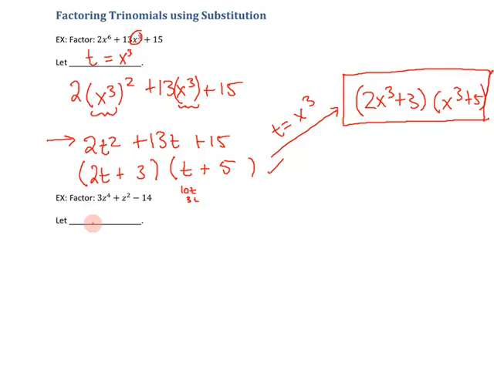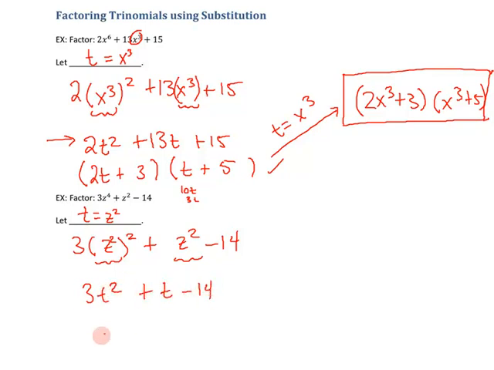Look at this next example and see if you can figure out what would be a good variable to let t be equal to. Well, I suggest we use the same thing we did before. Take the middle term. What's the variable part of the middle term? It's z squared. And notice I can write z to the 4th as z squared squared. And that's just z squared in the second term and minus 14. There's my t. There's my t. I now have 3t squared plus t minus 14 that I can factor as I have before.